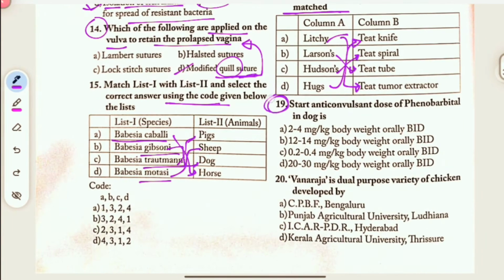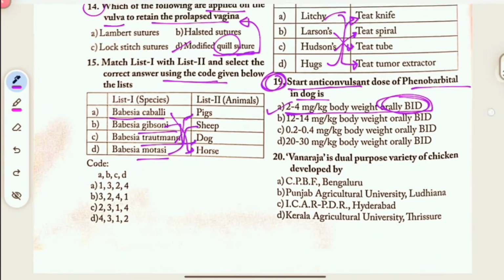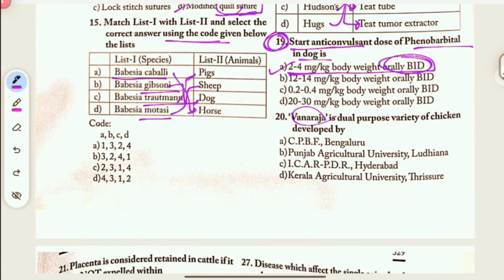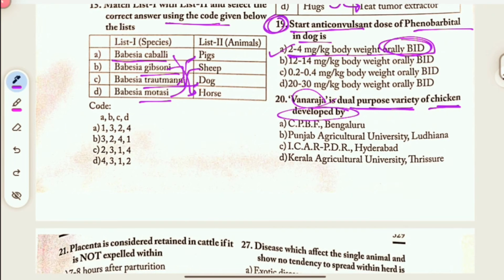Now this 19th question says the starting anticonvulsant dose of phenobarbital in dog is 2 to 4 mg per kg body weight, which is given orally. This question says Vanaraja is a dual purpose variety of chicken, which is developed by ICAR-PDR Hyderabad. So this is the Directorate of Poultry Research, which is located in Hyderabad. This institute has developed Vanaraja, a dual purpose variety of chicken.